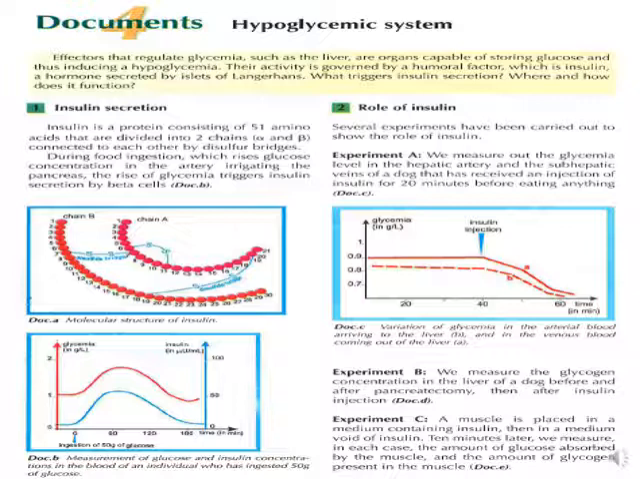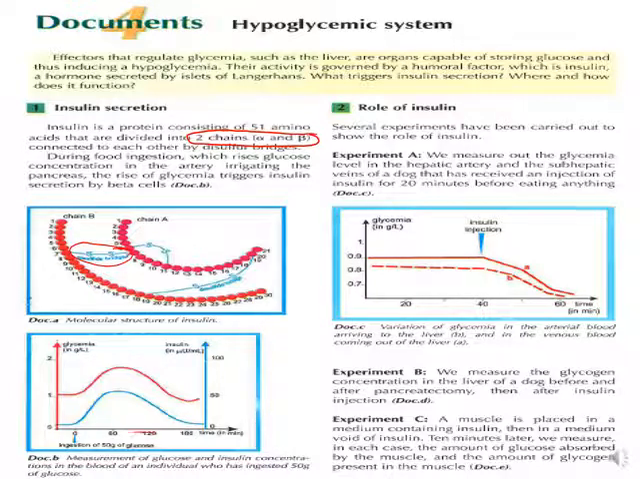Insulin secretion. Insulin is a protein consisting of 51 amino acids that are divided into two chains, an alpha chain and a beta chain, connected to each other by disulfide bridges. As shown in document A, we have two chains connected by disulfide bridges. During food ingestion, which raises the glucose concentration in the artery irrigating the pancreas, the rise of glycemia triggers insulin secretion by the beta cells, as shown here.